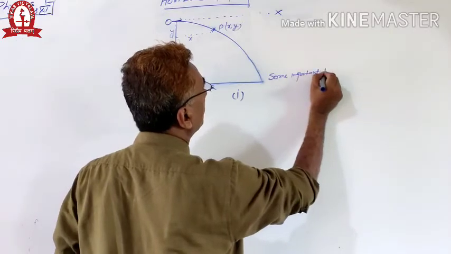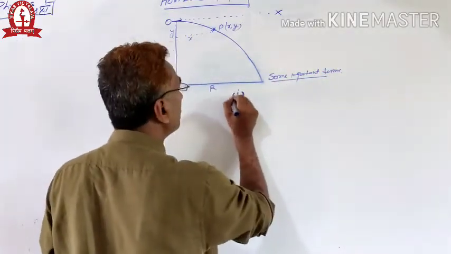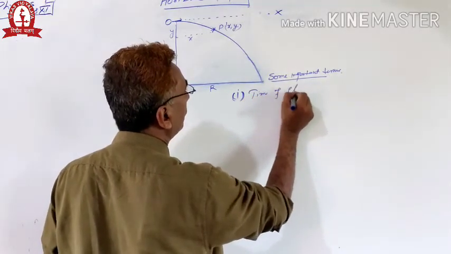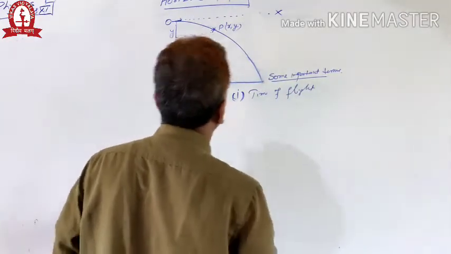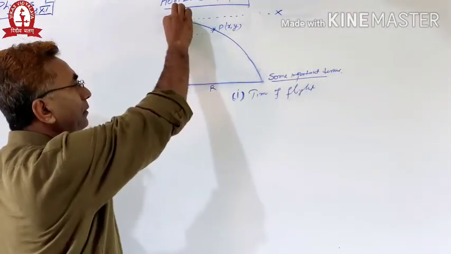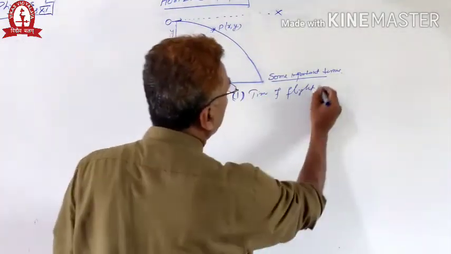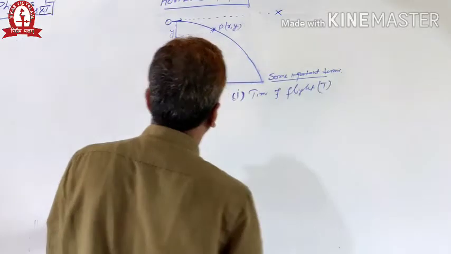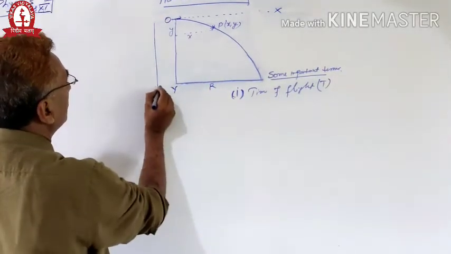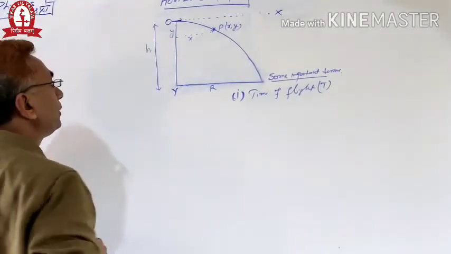Important terms, right? First thing is time of flight. I have to calculate how much time the body will take to reach this point. Time of flight is indicated by T, and the height of the tower from where the body has been thrown, let it be h.